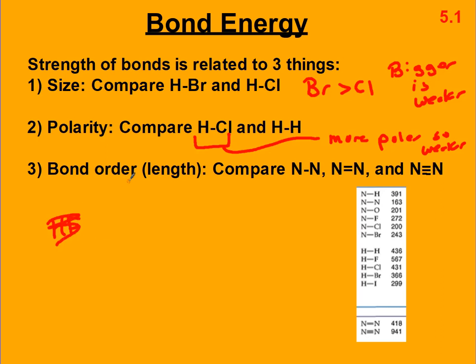And then bond order. Bond order has to do with the number of bonds between two atoms. So this one has a bond order of 3, bond order of 2, and bond order of 1. If we look on this picture, this one has a bond strength of 941. So the bond energy is 941 kilojoules needed to break it. This one is 418, and this one is 391. So the bigger the bond order, the stronger the bond is if it's between equal atoms. So triple is always stronger than a single bond.